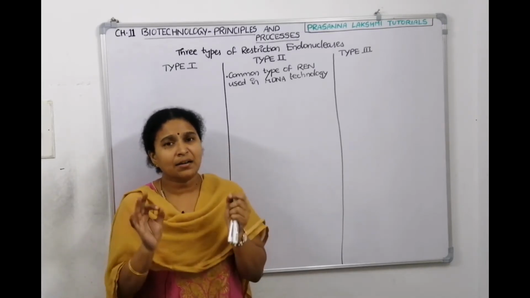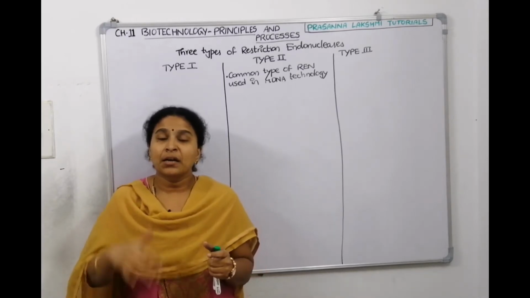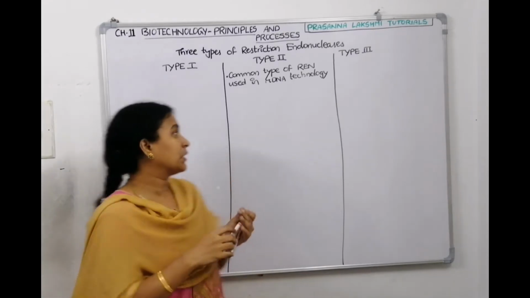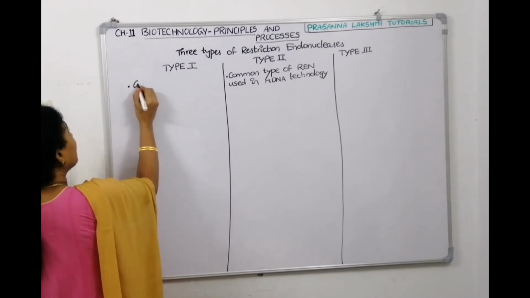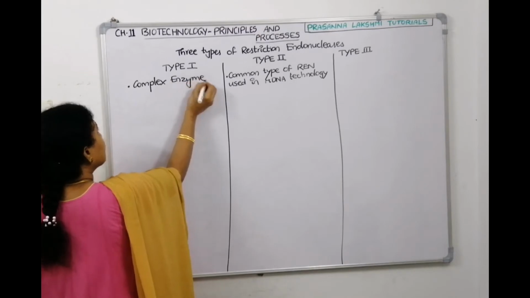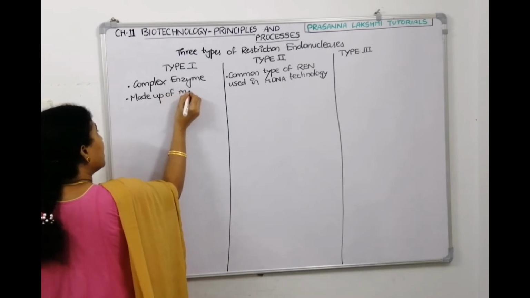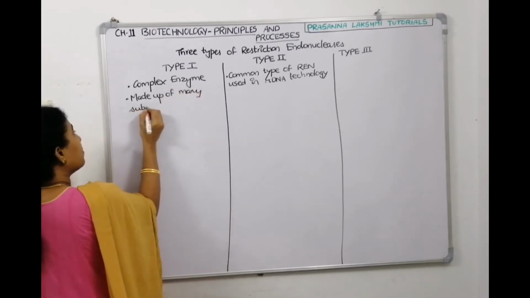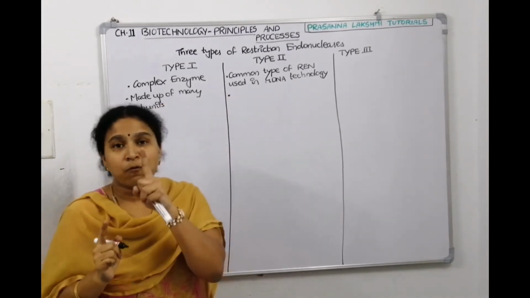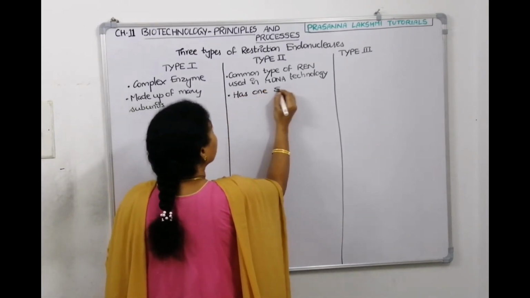Type 1 restriction enzymes: are they simple or complex in structure? Means, is the enzyme made up of one subunit, or made up of many subunits? It is a complex enzyme, made up of multiple subunits. So, when we come to type 1, we will tell it is a complex enzyme made up of many subunits. Now, coming to type 2, it is made up of one subunit only.